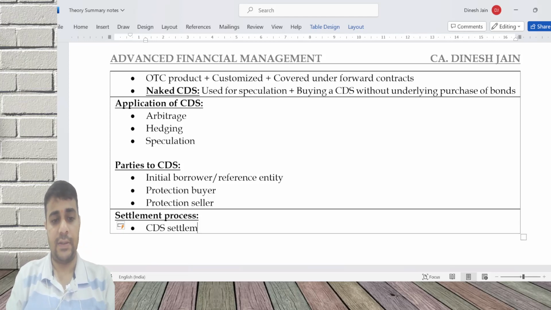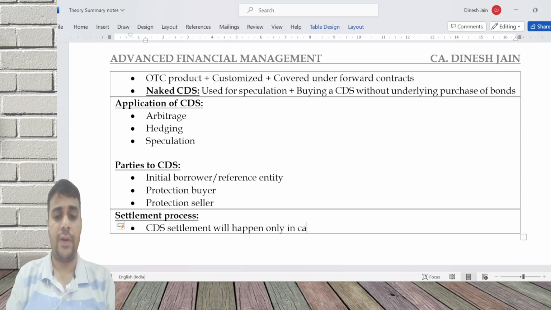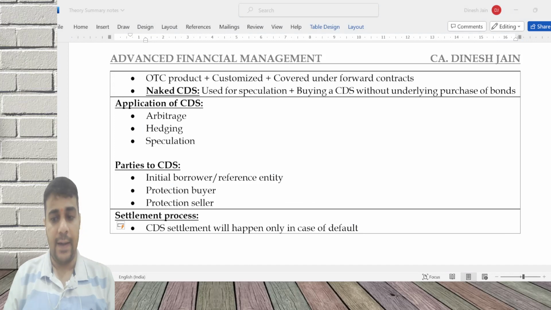CDS settlement will happen only in case of default. If a default does not arise, there is no question of a settlement. So if a default happens, CDS settlement is going to happen. If a default does not happen, there is no concept of a CDS settlement.